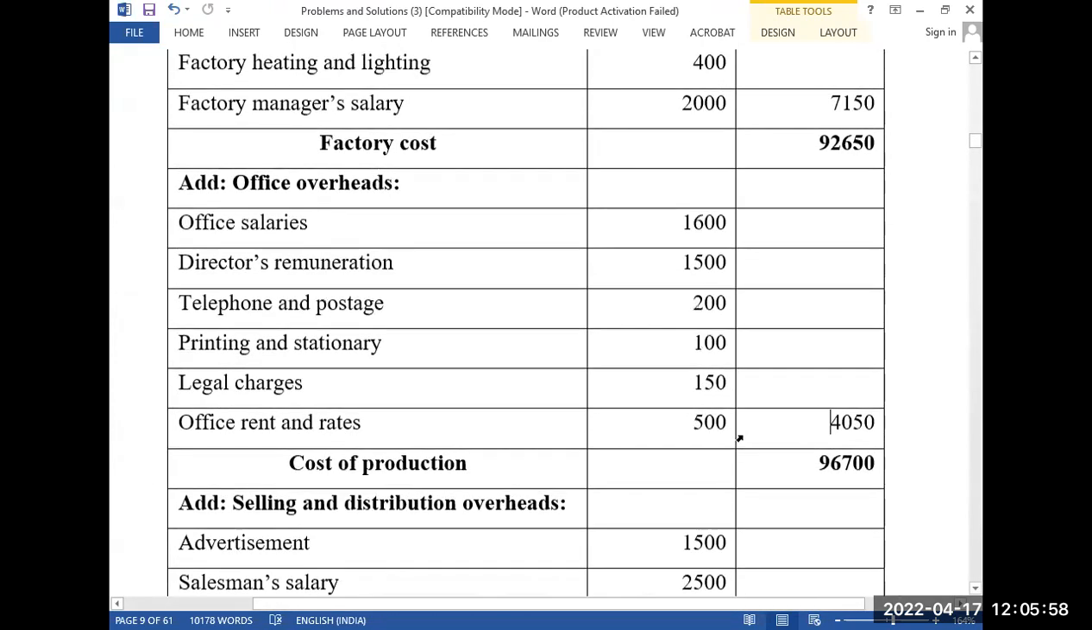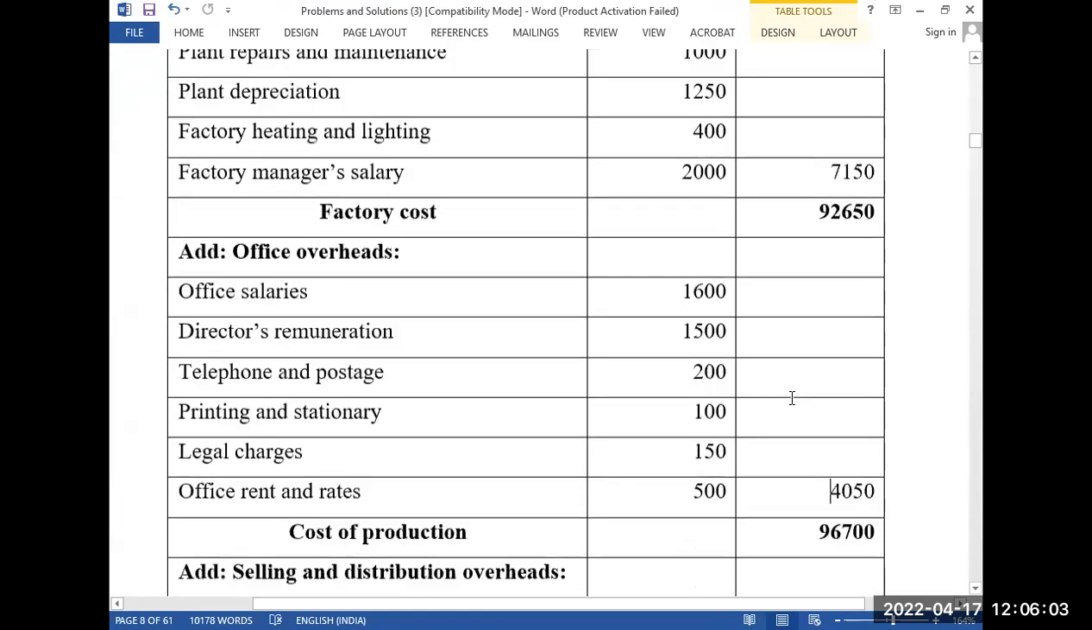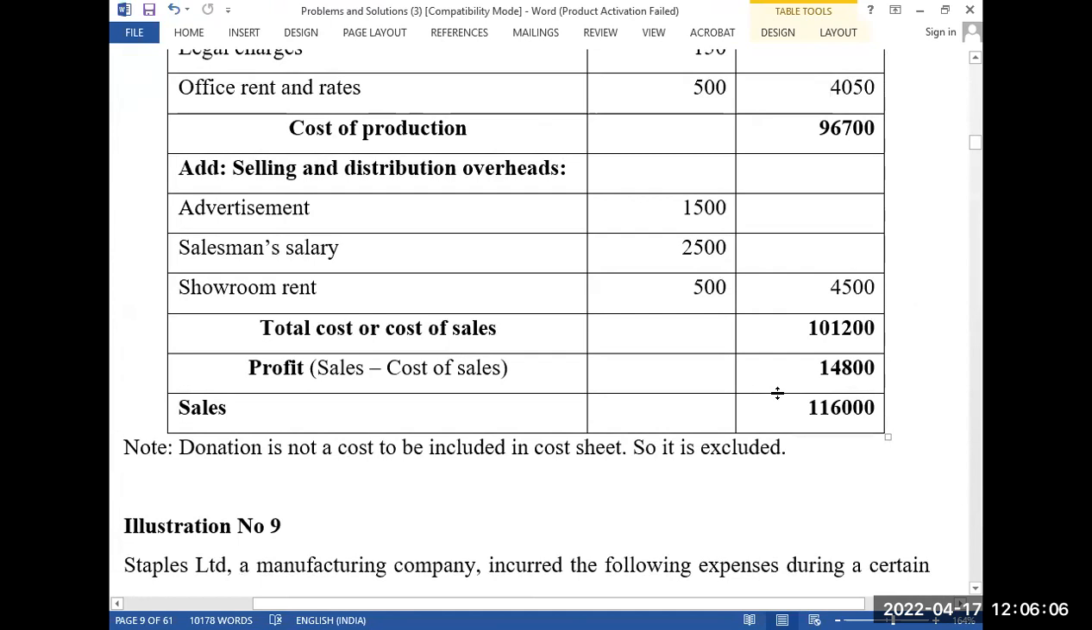So is sales given or profit given in the question? Sales is given, 1,16,000. So write it in sales, 1,16,000. We know cost of sales, we know sales. So the difference between sales and cost of sales is profit, that is 14,800. So one question on this for 10 marks. A 10 marker is there, no?